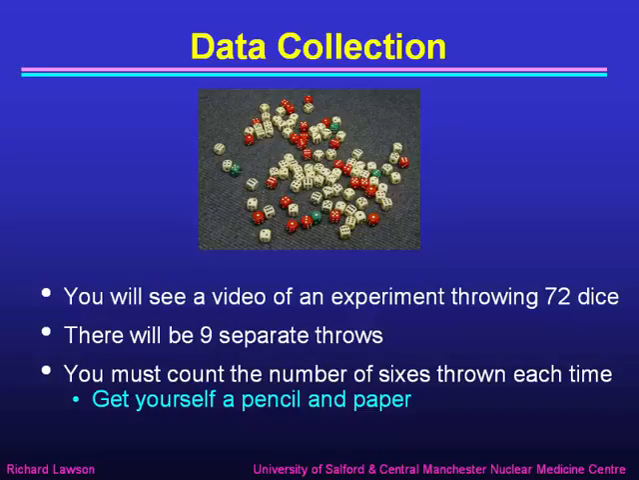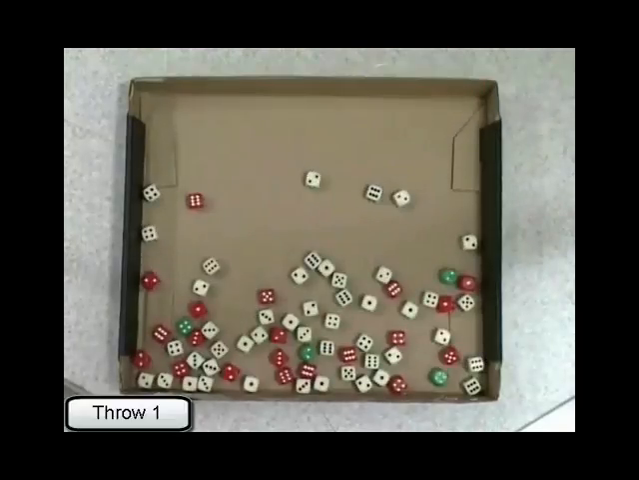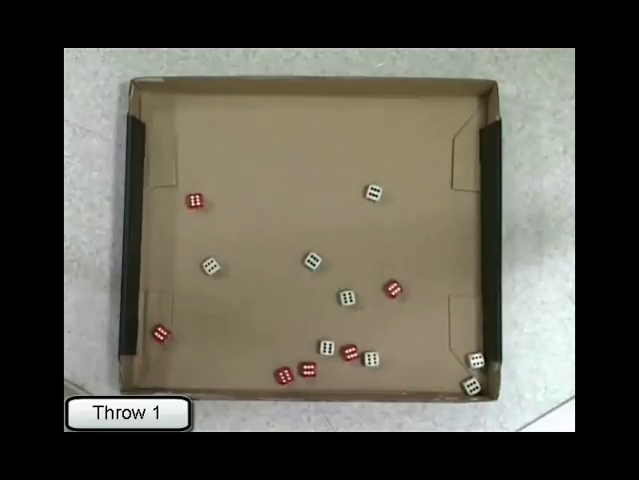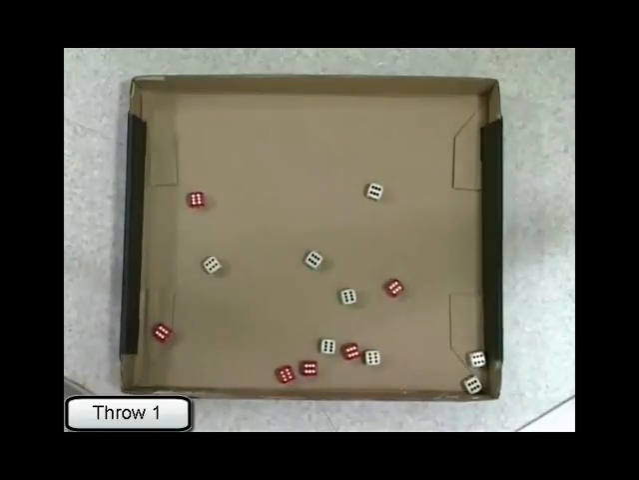Okay, are you ready to proceed? Let's watch the video. Here we're throwing 72 dice into a tray, and you can see there are quite a few sixes. To make life easy for you, we've magically removed all those dice that aren't sixes, so all you've got to do is just count the sixes.